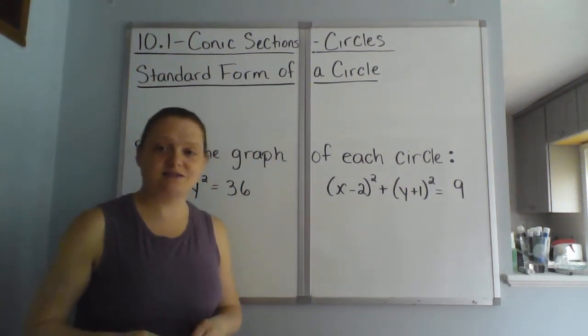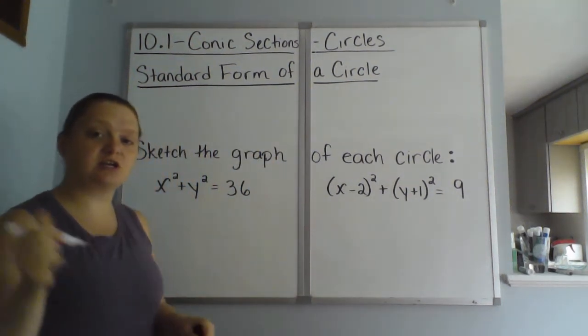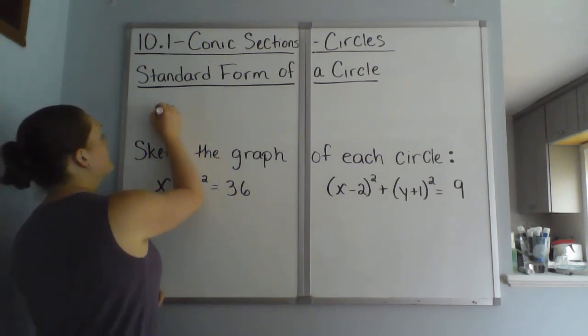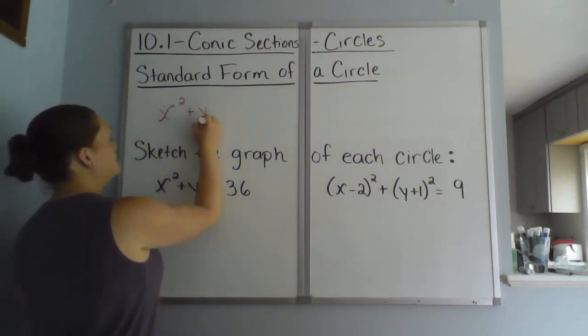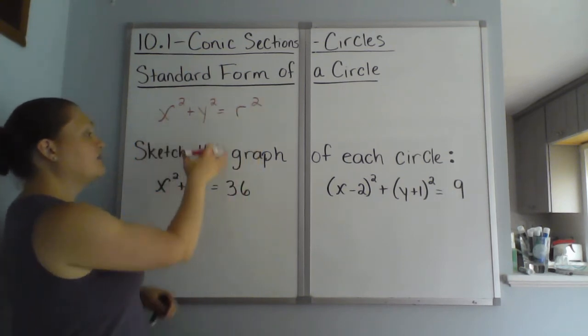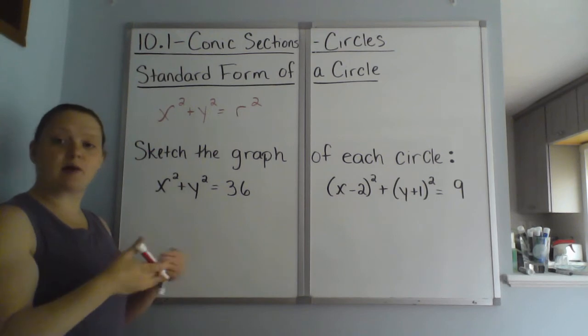Next up is looking at standard form of a circle. So we're going to take a look at both centered at the origin and centered somewhere else. We're used to seeing x squared plus y squared is equal to r squared. The question is, how will this modify if we need to shift the circle left, right, up, or down?